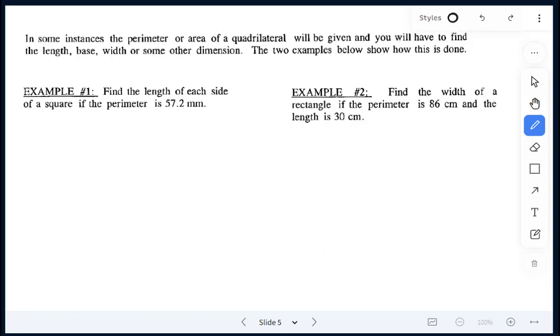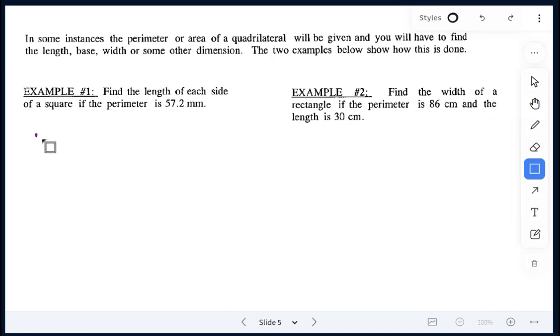All right, so the next part is looking at these types of word problems. So in some instances, the perimeter or area of a quadrilateral, a four-sided shape, will be given, and you have to find the length, the base, the width, or some other dimension. So let's take a look at these two examples. So this one, find the length of each side of a square if the perimeter is 57.2 millimeters.